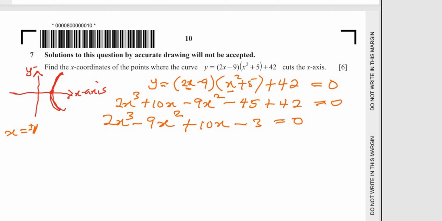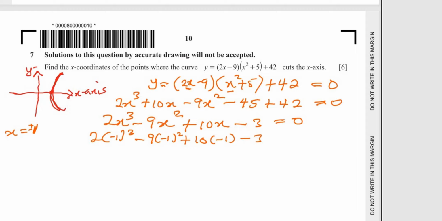If we test for 1 or minus 1, and when we substitute it here it gives us 0, it means that the number we test for is a factor. So let's test for when x is equal to minus 1. Here I can put 2 into minus 1 cubed, minus 9 into minus 1 squared, plus 10 into minus 1, minus 3. Let's see whether it will give us 0.